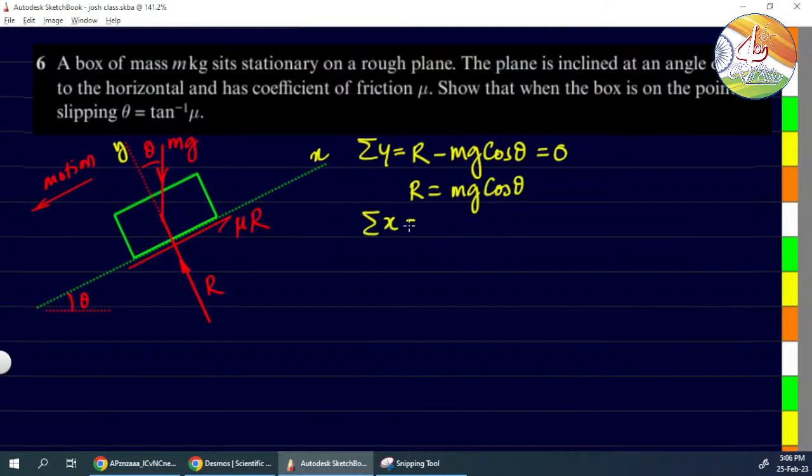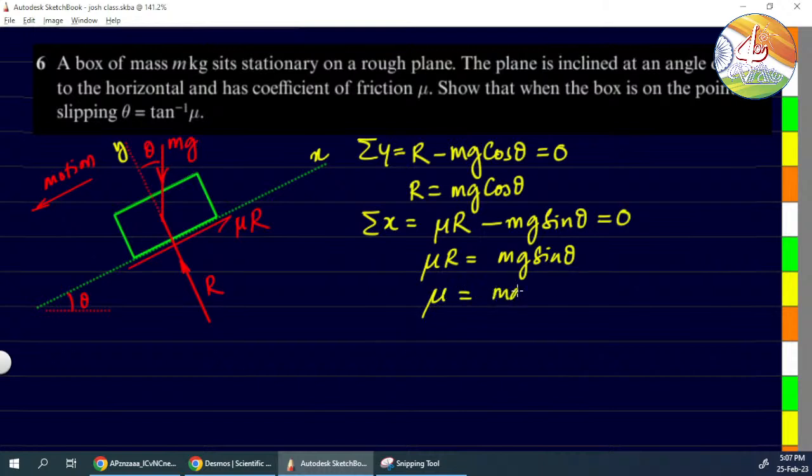Next, if you take x components, mu into R is acting in positive x direction. R will not have any x component. mg sin theta, right? mg sin theta is acting opposite to x direction, so minus. This also should be equal to 0. So mu R equals mg sin theta.